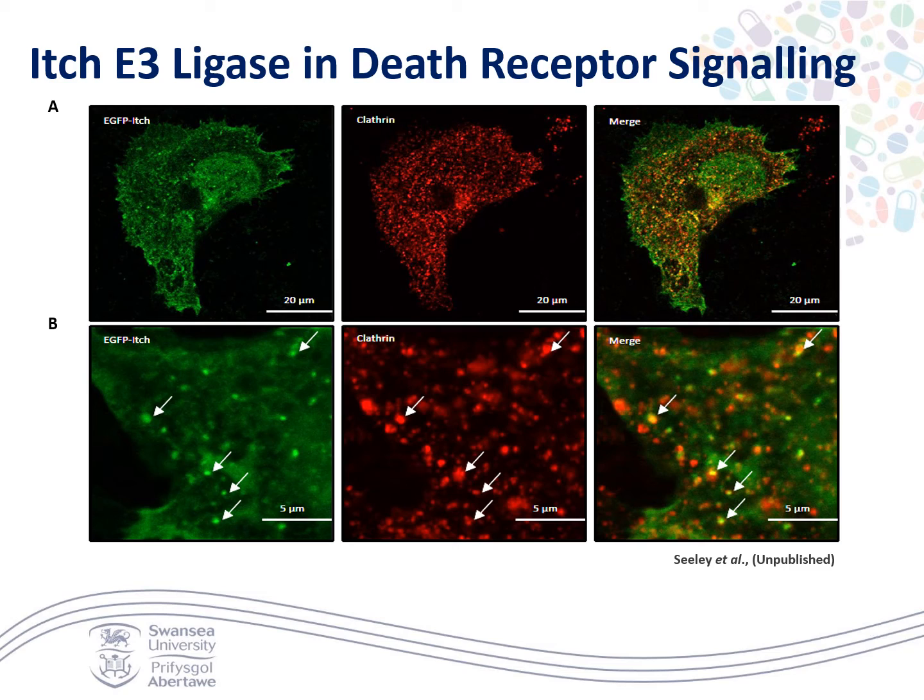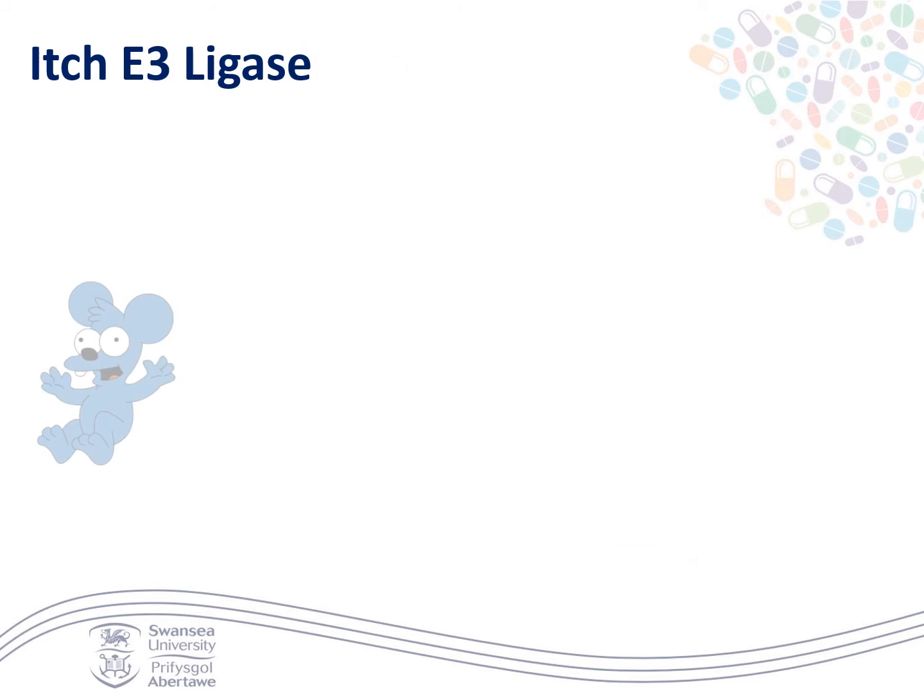You can see here some staining which has looked at GFP-tagged ITCH, forming these little puncta on the cell membrane, and these significantly overlap with the puncta present in clathrin-coated pits, shown in red. And you can see that when we overlay these images, you end up with these lovely yellow dots where there is co-localization of clathrin-coated pits and ITCH-coated pits.